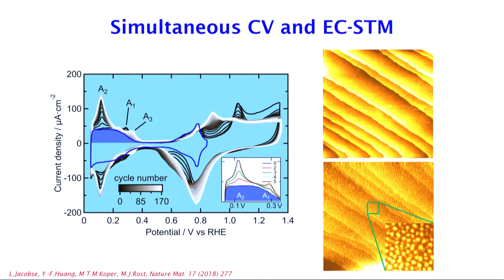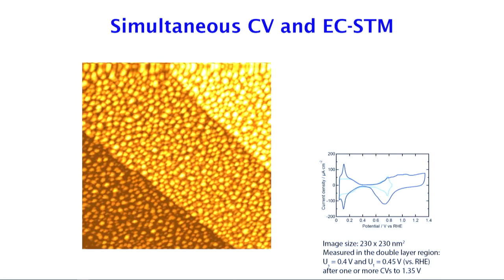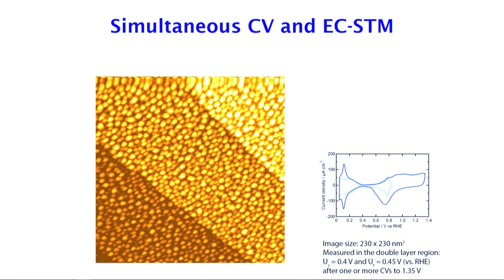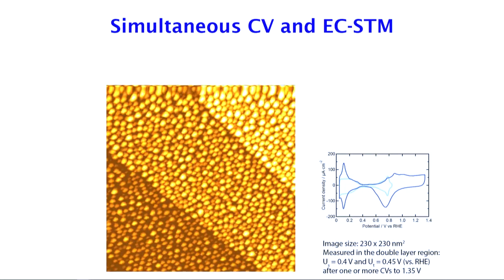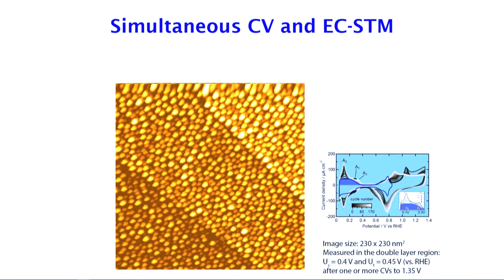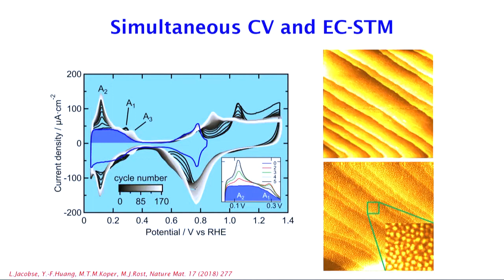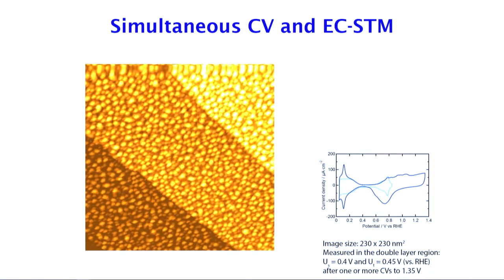After 170 cycles, what we see is the surface has completely roughened, and we form these nano islands. And actually, if you put all these images one after the other, you get a movie of the roughening. And for every image, we have the corresponding voltammetry. So now we can relate the roughening that we observe in the STM with the corresponding voltammetry that you measure of the same surface.